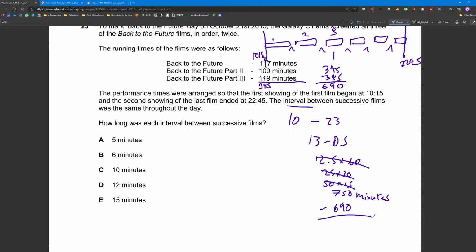And so subtracting 690 minutes of film time from 750, well, there's a fire engine outside my apartment building, you get 60 minutes of breaks in between the films, divided equally between 5 breaks, getting you to a value of 12 minutes.